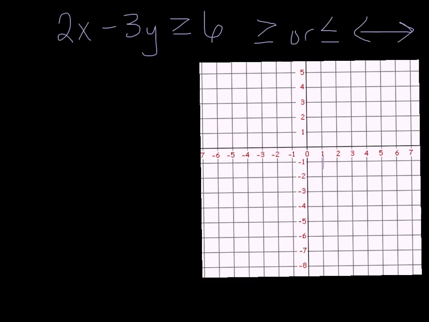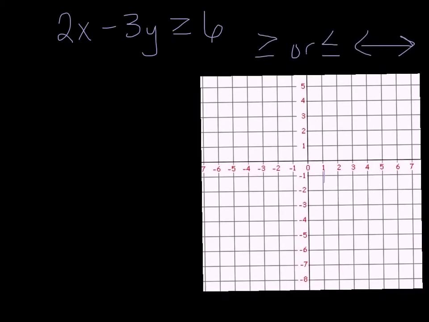If we have greater than or less than, meaning it's not equal to, we're going to have what we call a dashed line. That means the line's not included. So on this one, we're going to have a solid line. Now we're going to graph using our x and y intercepts, and this is stuff we've done.